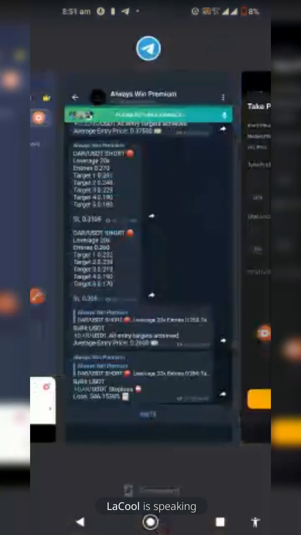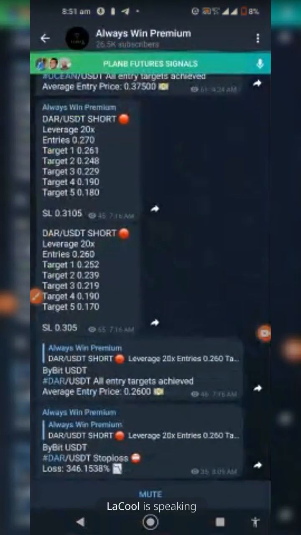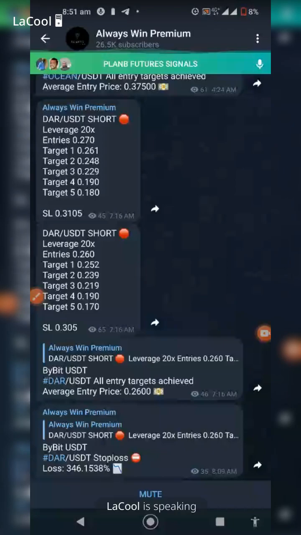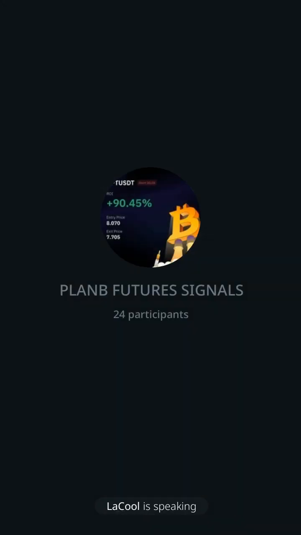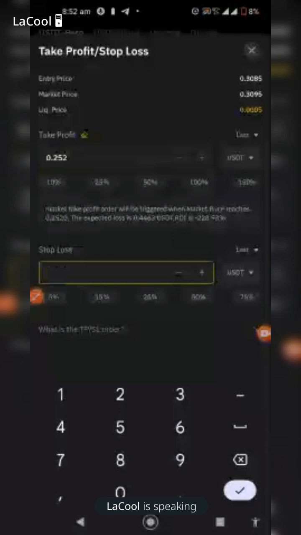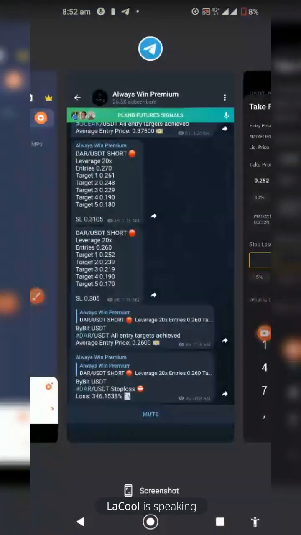Now let me go back to the trade, okay? The first target, the take profit in this trade, was 0.252. So you come here, this is take profit, and you enter 0.252. Now below here is stop loss. Now you go back and check.